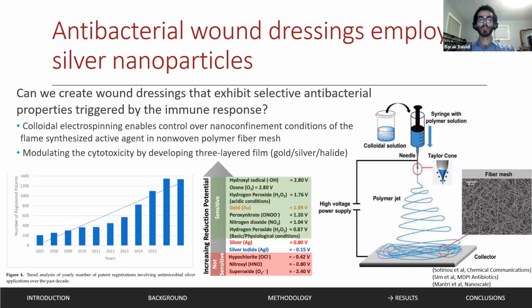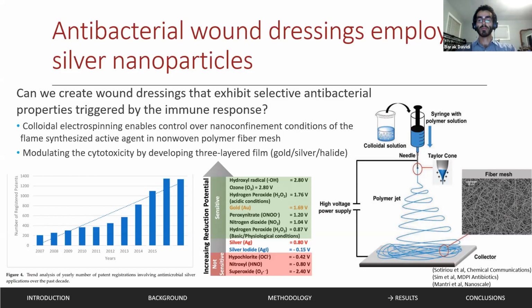The final question was, can we create wound dressings that exhibit selective antibacterial properties triggered by the immune response? The use of antimicrobial silver has been growing over the past decade. With many of these applications, what is lacking is selective release of the antibacterial silver cation.